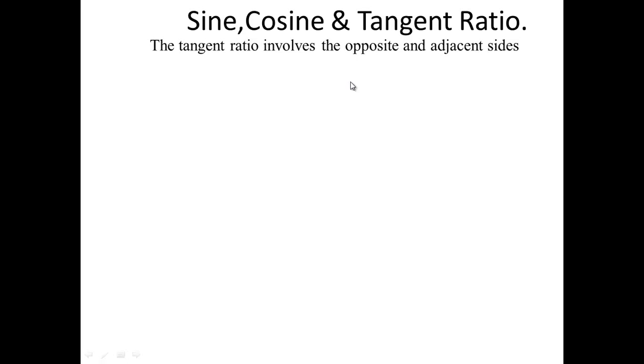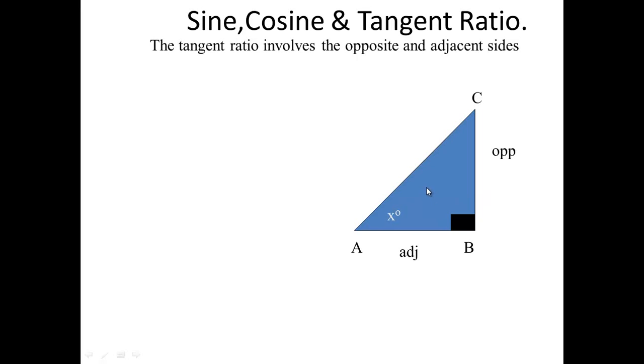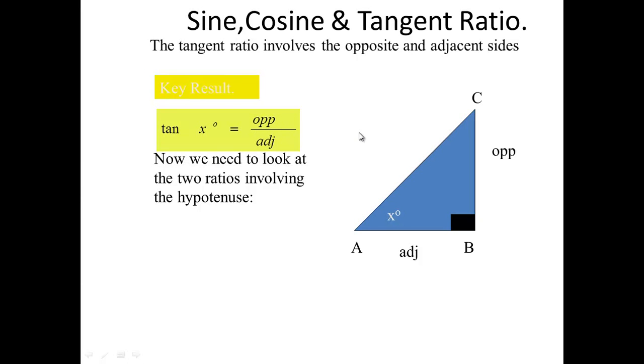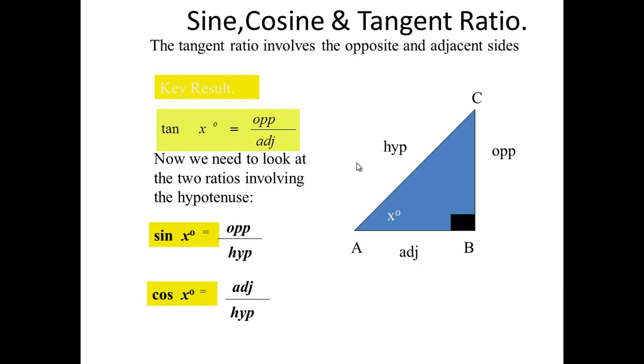So, if we have an opposite side and adjacent side of a right angle triangle, we will know that the tangent of the angle x equals the ratio of the opposite over adjacent. We now look at the two ratios involving the hypotenuse. Sine of angle x will be equal to the ratio of the opposite over the hypotenuse. Similarly, the cosine of an angle will equal the ratio of the adjacent side over the hypotenuse.